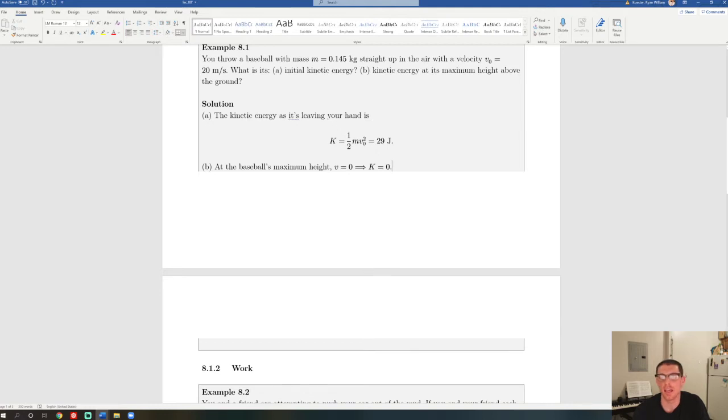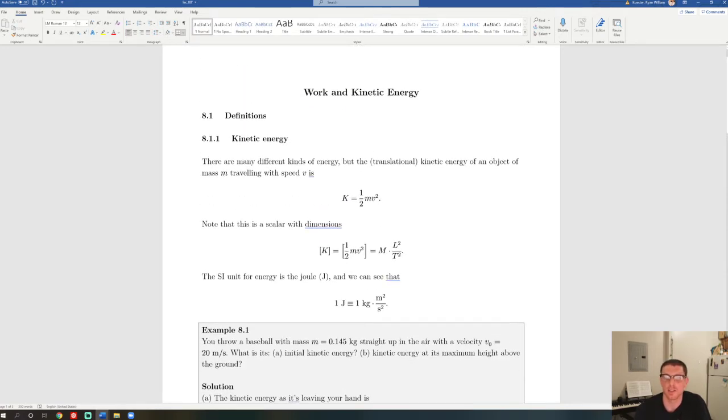I should say I specified that this is translational kinetic energy because later on in the class we'll see that if something is spinning about its own axis, right, you could imagine in the baseball example, as you throw it, that it's also spinning around as it travels through the air. There will be rotational kinetic energy associated with that, but we will not deal with that right now. We'll come to it later when we start talking about rotational dynamics.